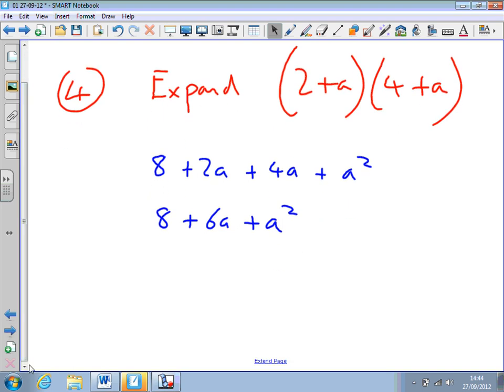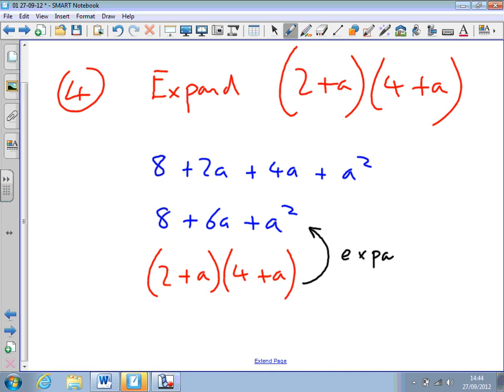So if I put the original one underneath, then this process going from the brackets to that form is called expanding, but going from a quadratic, which is what that is, back to the bracket form is called factorising. Okay?